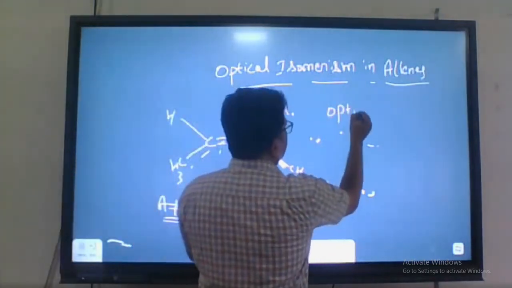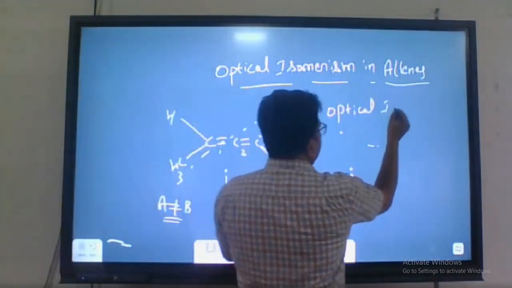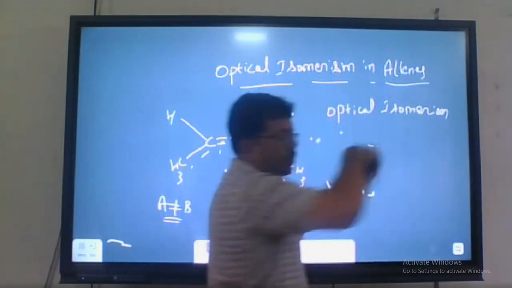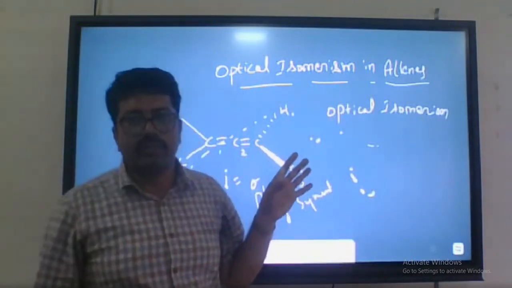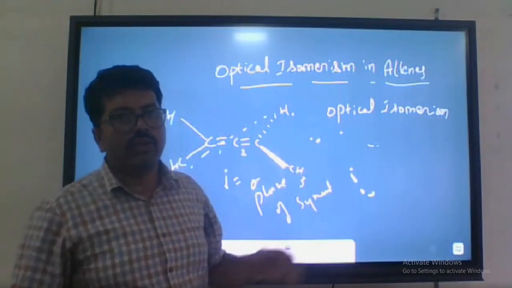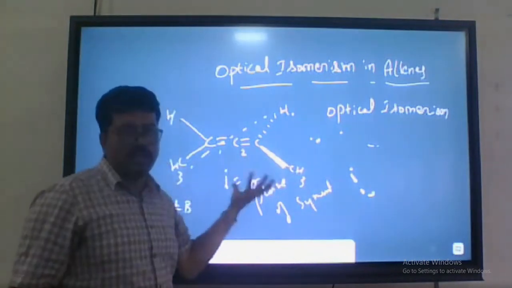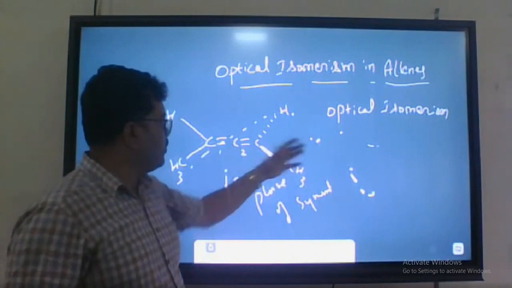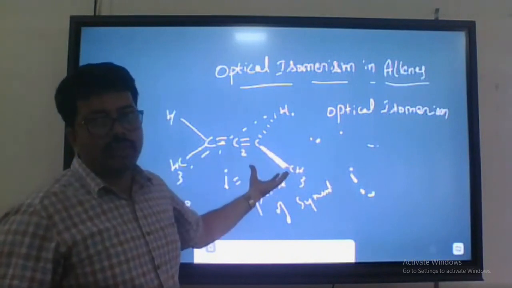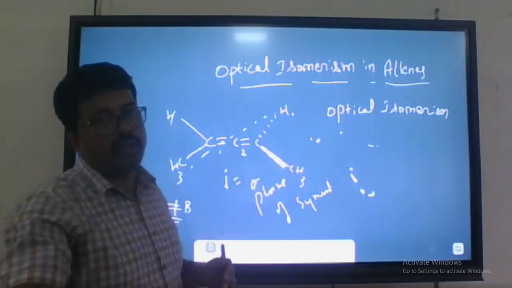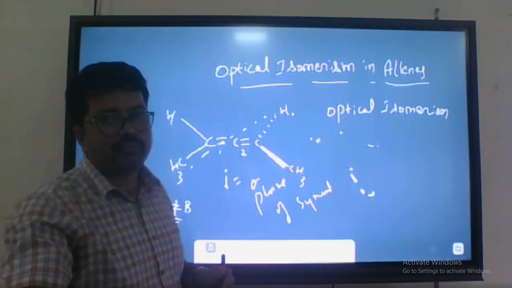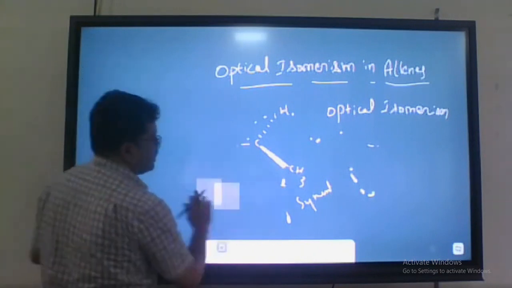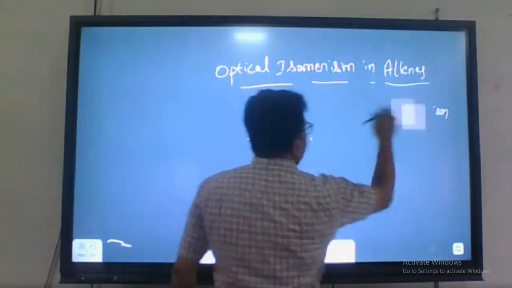It shows optical isomerism and can be resolved into enantiomers. You write one more molecule, the mirror image, which can be resolved into enantiomers. This is in the case of an even number.